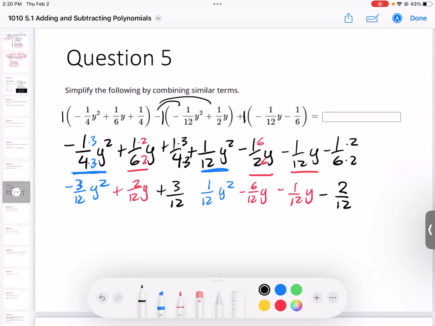Okay, so once you've got common denominators for each of your terms, then you just combine them. So negative 3/12 y squared, when you add it to 1/12 y squared, you would get negative 2/12 for your y squared term. And then for your y term, you have 2/12 minus 6/12 minus 1/12. And I think that should give you negative 5/12 y. And then for my constant term, I have 3/12 minus 2/12, which is 1/12.